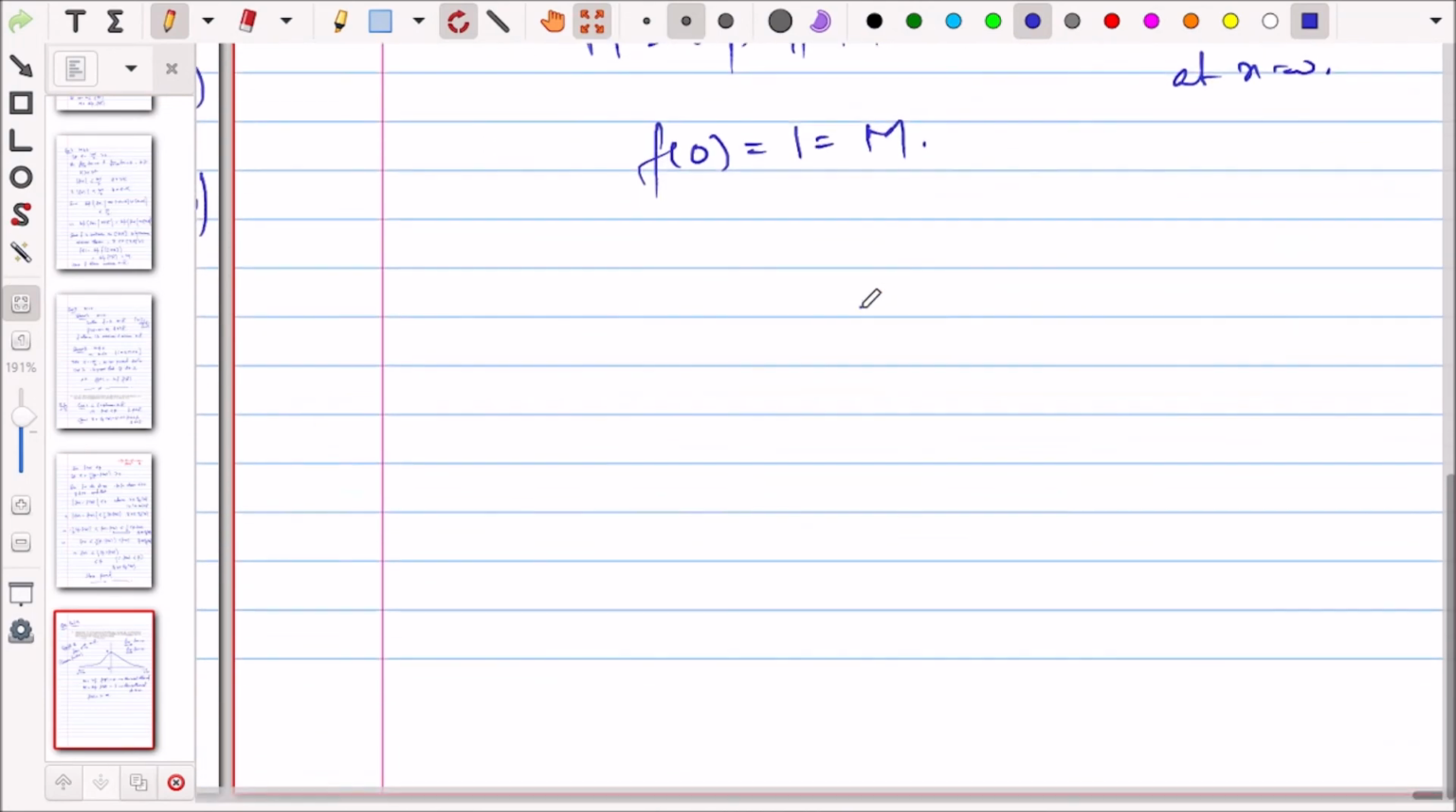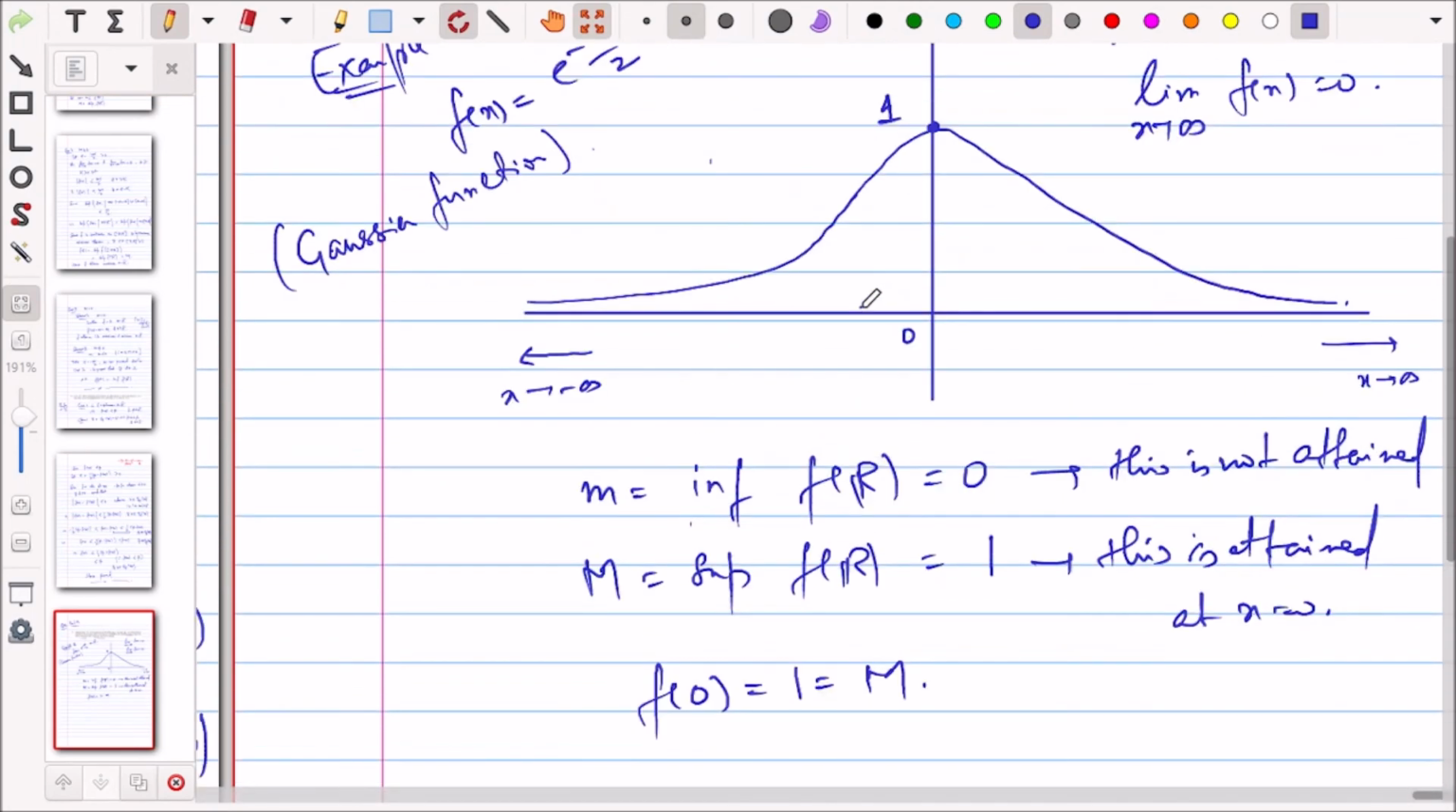Now, if you want a function that attains the infimum, you can take the negative of this function. Then the graph will come down, the infimum will be attained, and the supremum will not be attained. In that case the supremum will become 0 and the infimum will be -1.